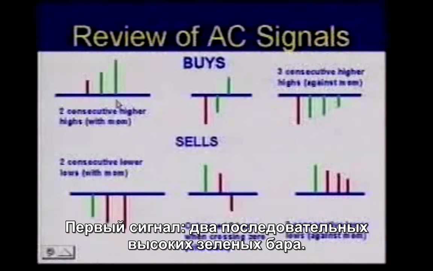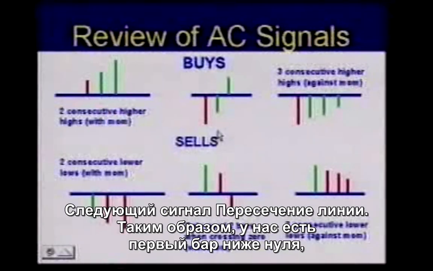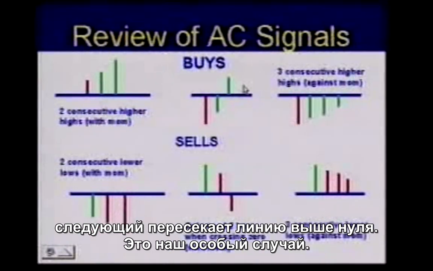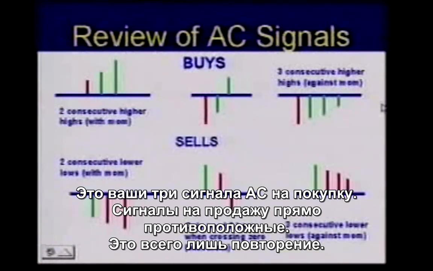Here we go on the first one, 2 consecutive higher highs. We're going with momentum. There's your color change. The next one we have is our crossing the line. So we have the first one below, the second one crosses up. That's your special case. Lastly, we have the 3 consecutive higher highs going against momentum. So these are your 3 AC buys.